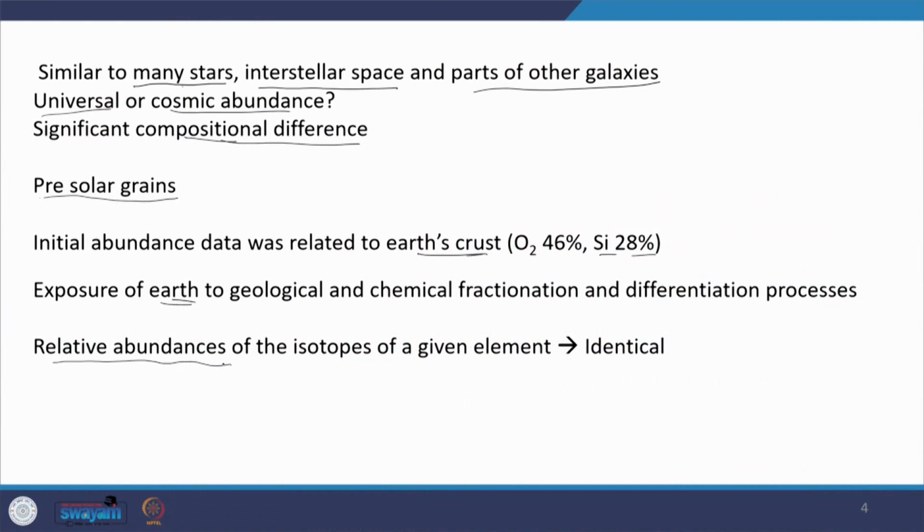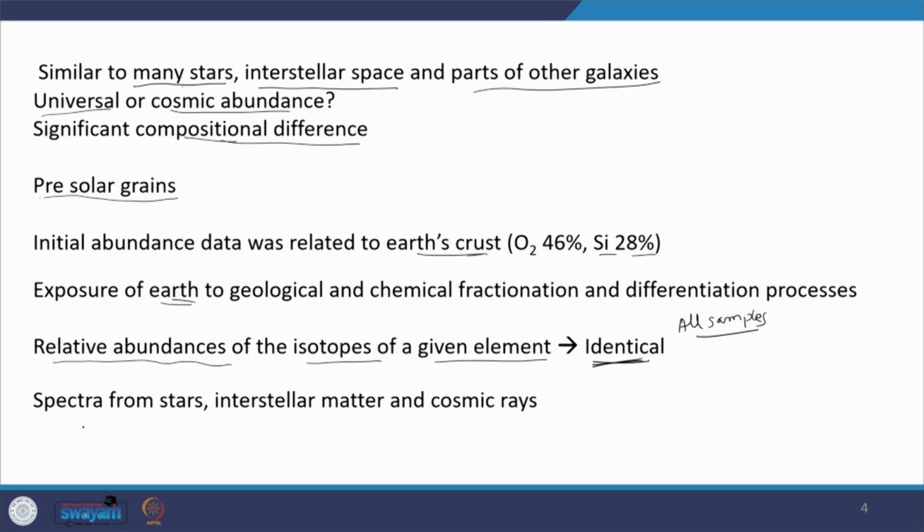And interestingly, if you see the relative abundances of isotopes of a given element, more or less in all samples it is the same. The relative abundance of isotopes of a particular element is almost identical in all samples. What does it mean? Isotopic abundance is not very sensitive to geological and chemical fractionation processes. So, this is one of the important outcomes when people observed the abundance of elements and also isotopic abundance of a given element.